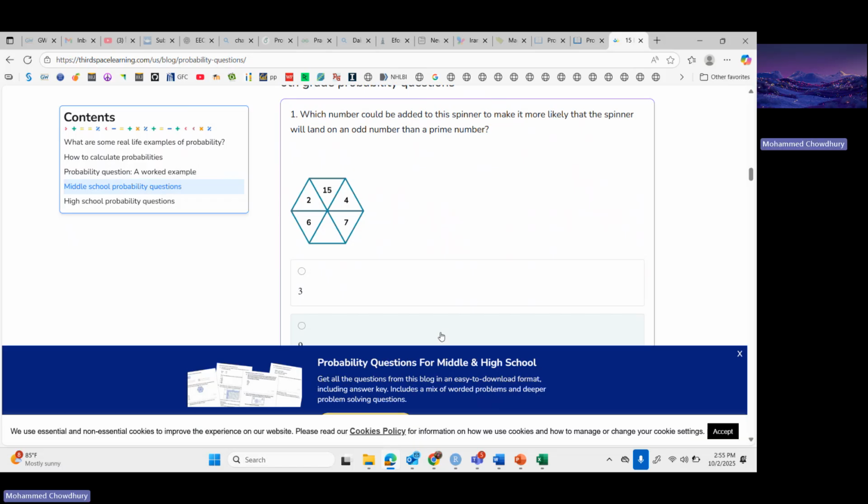So the question is, which number could be added to this spinner to make it more likely that the spinner will land on an odd number than a prime number? How many odd numbers does it currently have? 7 and 15, right? These are the odd numbers. And 2 and 4 and 6 and 15, all of these are non-prime numbers. So we have to add a number so that it will more frequently be an odd number than a prime number.